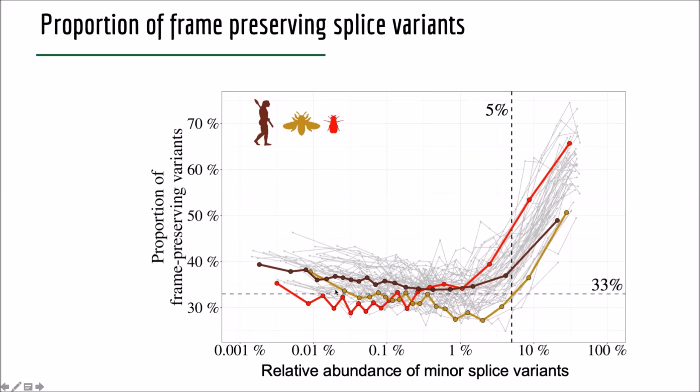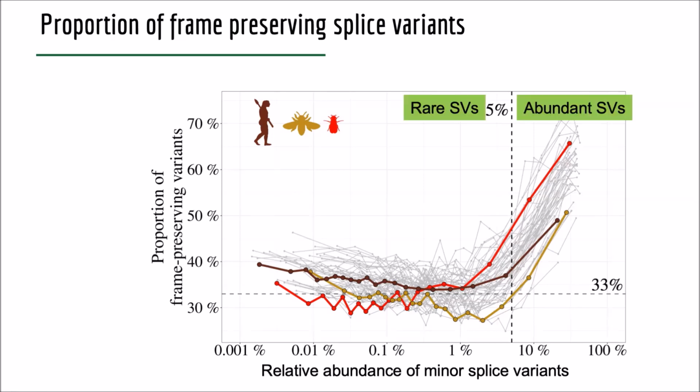And what you can see is that for variants that are rare, relative to the other transcripts produced by a given gene, on average about 33% of them maintain the reading frame, which is what would be expected by chance. But for variants that are more abundant, you see that clearly the proportion of those splice variants that maintain the reading frame increases with their abundance.